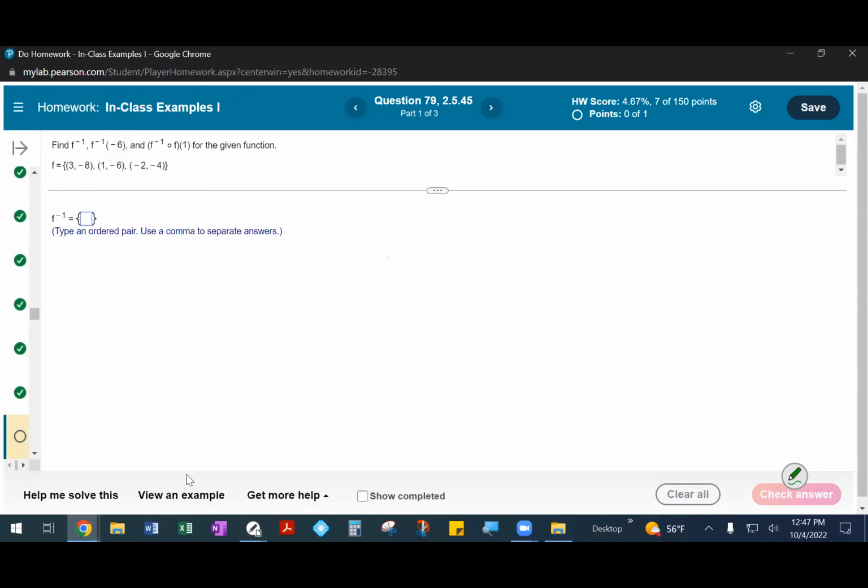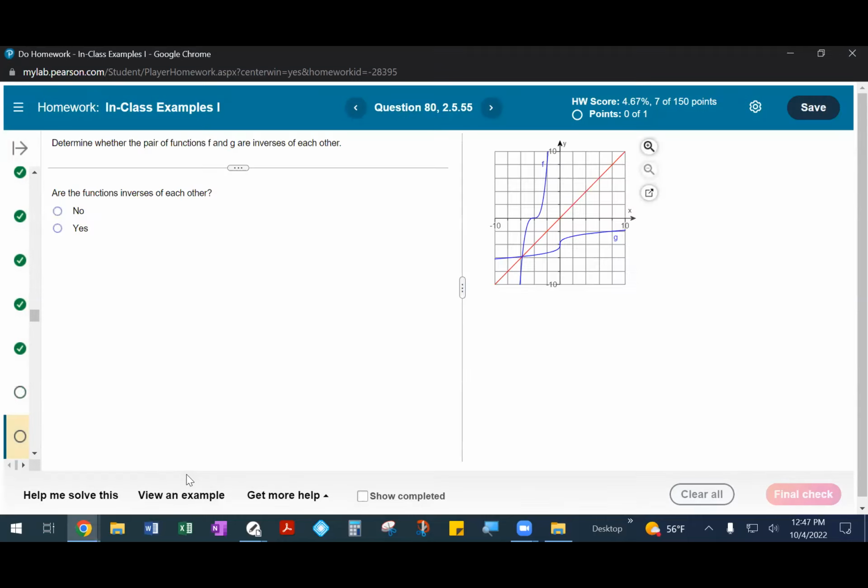Okay, we've already done this example from the handouts. I'm going to skip it. Ooh, this is a good example.